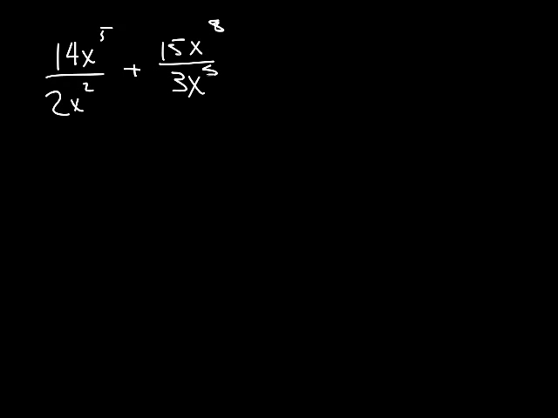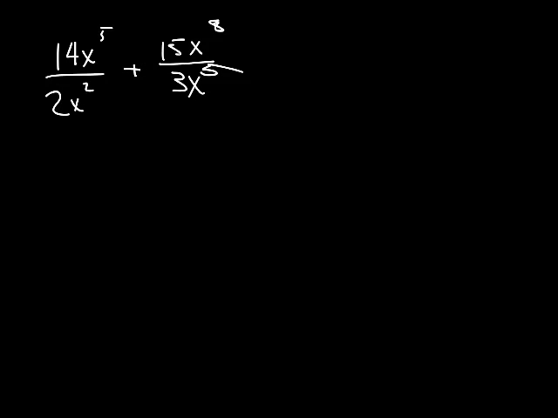So for example 10, we have 14x to the 5th over 2x squared, and we're going to add 15x to the 8th over 3x to the 5th. Okay, so what are we going to do with this? We're going to look at this first of all and see if we can simplify it before we try to combine it with this here.